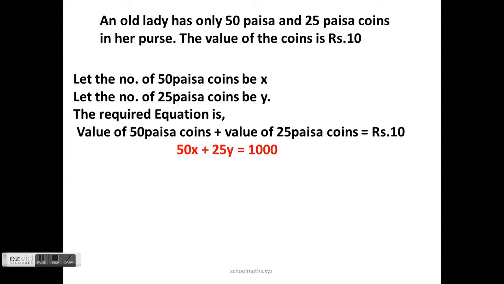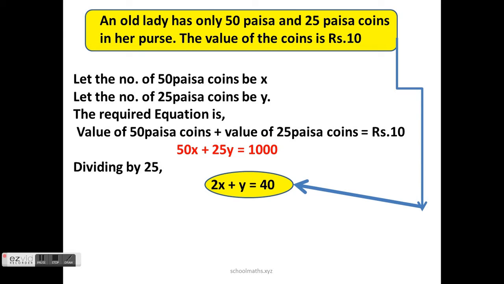How is the 1000 coming? 10 rupees is 1000 paisa. Why are we changing? See the left hand side, both are in paisa. So we are changing the rupees into paisa. Here all the units should be the same. Dividing by 25, 2x plus y equal to 40. That is the equation. If anything is common, we can remove it. It will be easy for further calculation.